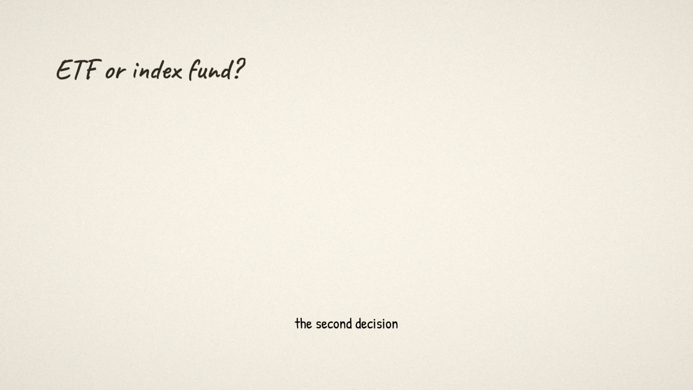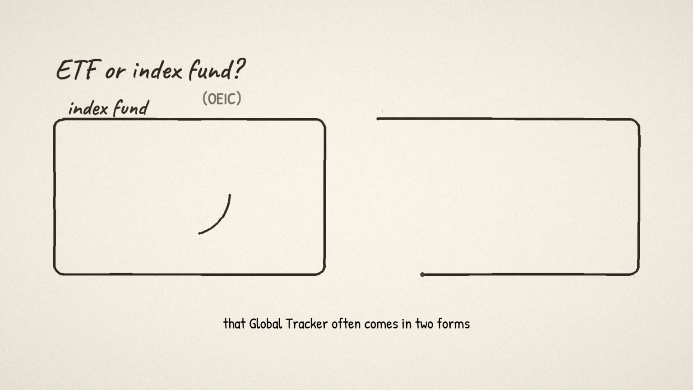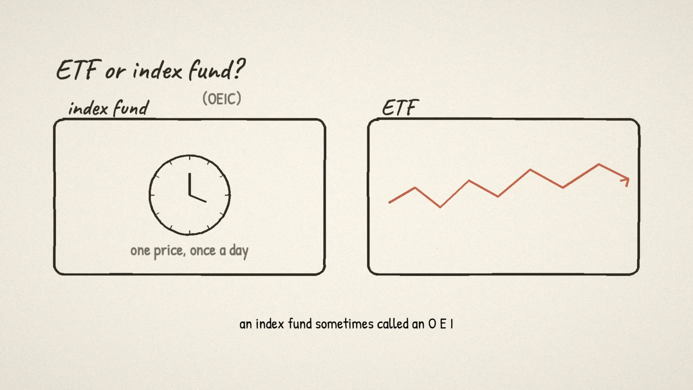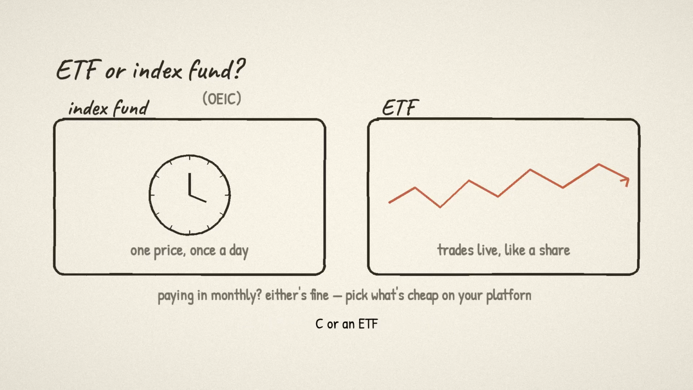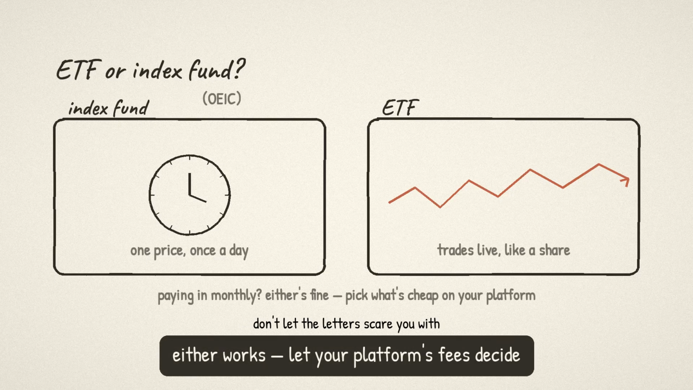The second decision: that global tracker often comes in 2 forms: an index fund, sometimes called an OEIC, or an ETF. Don't let the letters scare you, the difference is mostly mechanical. An index fund is priced once a day, you put your money in, and you get that day's single price. An ETF trades on the market all day long, like a share, with a live price ticking up and down. For someone paying in a set amount each month and then leaving it alone, honestly, either is fine.